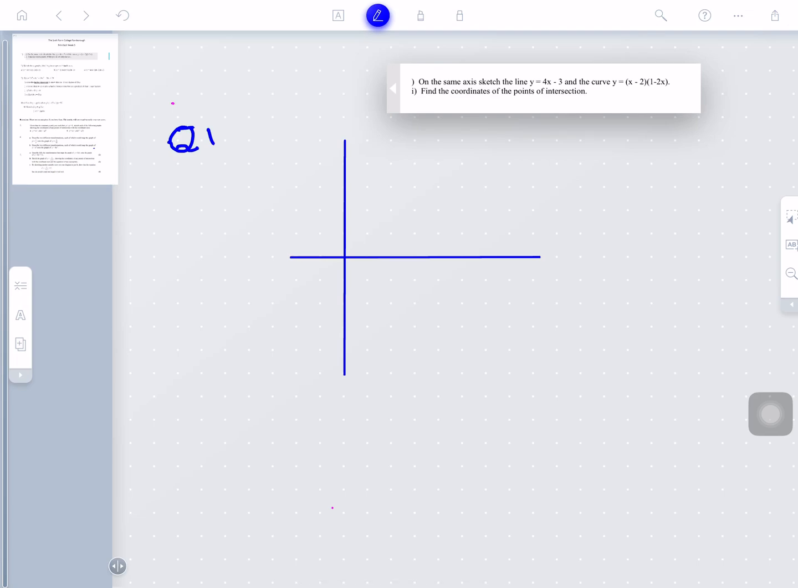To sketch for question 1 both the line and the curve on the same axis, let's start with this one. When y equals 0, you get x equals 2 and x equals half. And when you put x equals 0, you get y equals negative 2. Okay, so those are the x and the y intercepts of the curve.